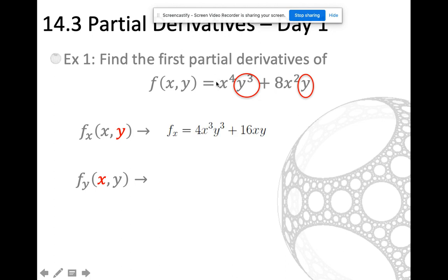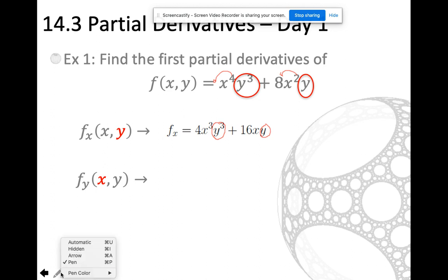The derivative of x to the 4th is power down, bring the 4 down, x, subtract 1 from the exponent, times this constant. Remember, this is just a constant. How do you take the derivative of 8x squared times a constant? Well, it's that constant times 8 multiplied times the 2 that you're bringing down. So that's 16 times the constant y times x to the 1st. Y was the constant.